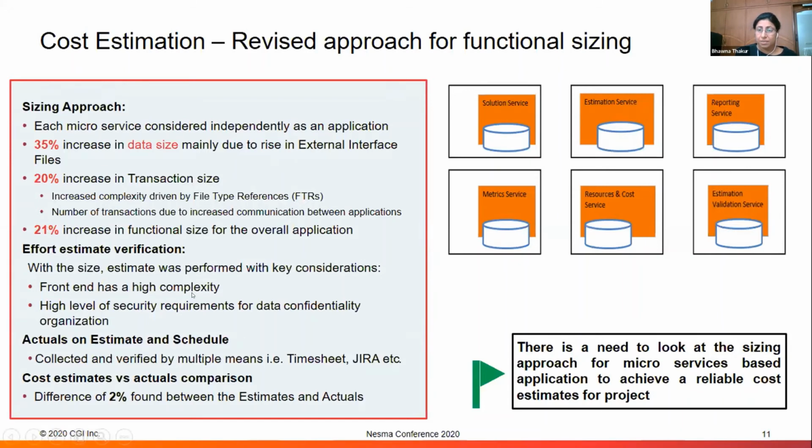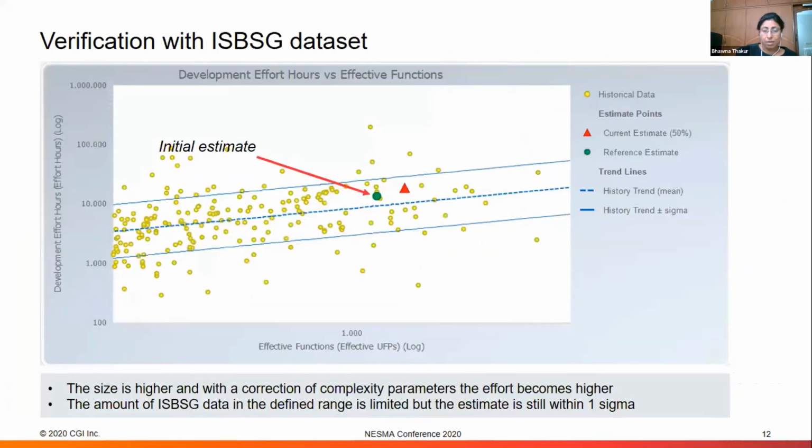The system complexity remains the same because the front end is anyway the front end, and it has high complexity, and security requirements are also high. Now, after this, when we ran the estimation tool with this particular size input, there is only a 2% difference found between actuals and what we estimated through this revised size, which gives us certain thoughts about the architecture itself and how independent a size could be.